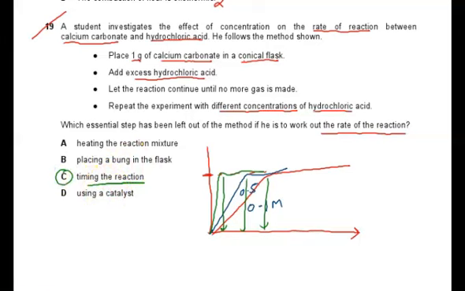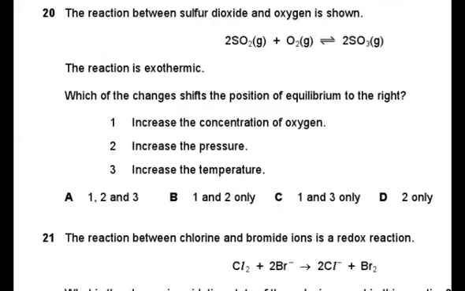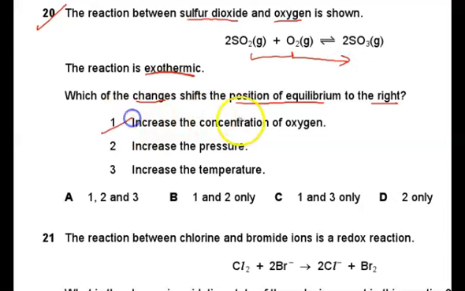Alright, so let us move to question number 20. The reaction between sulfur dioxide and oxygen is shown below. The reaction is exothermic. Which of the changes shifts the position of equilibrium to the right? Which will produce more yield? So, increase the concentration of oxygen. Yes, definitely.